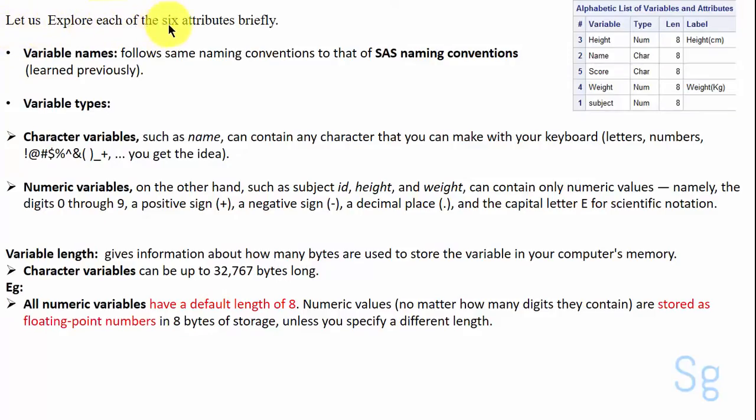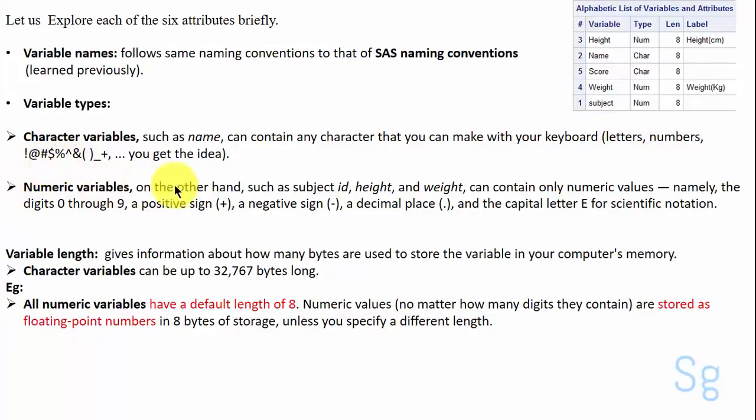Let us explore each of the 6 attributes briefly. Variable names follow the same naming conventions as the SAS naming conventions that we have learned previously. Variable types can be character or numeric. Character variables such as name can contain any character that you can make with your keyboard, like letters, numbers and even these symbols.